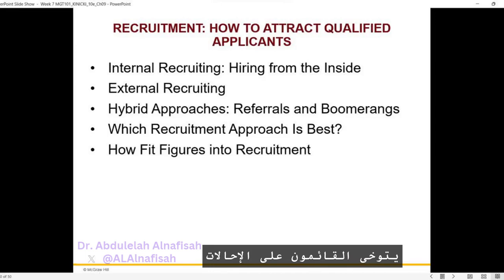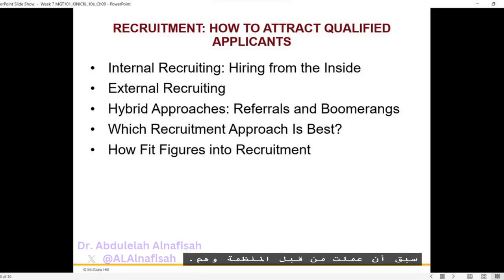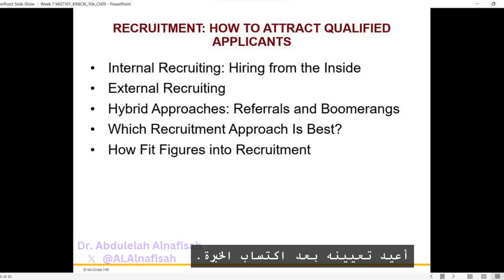Referrers are careful about whom they recommend because their own reputations within the organization may be influenced by the referred worker's job performance. Boomerang hires refer to individuals who were previously employed by the organization and are rehired after gaining experience elsewhere.